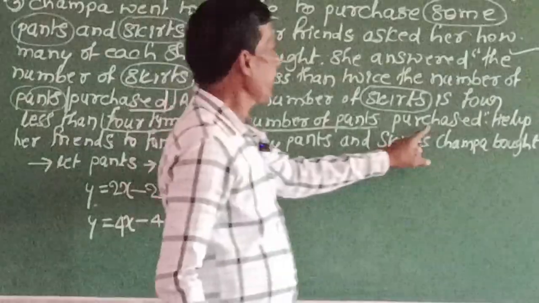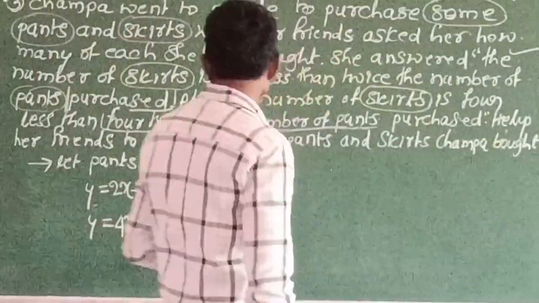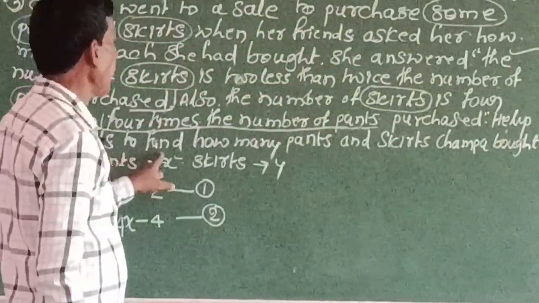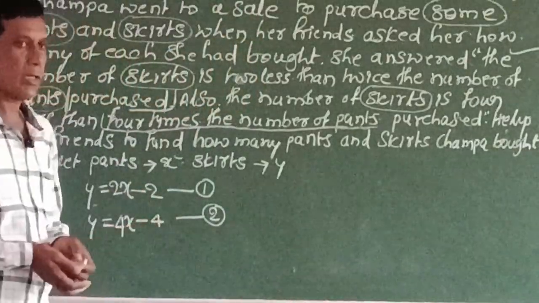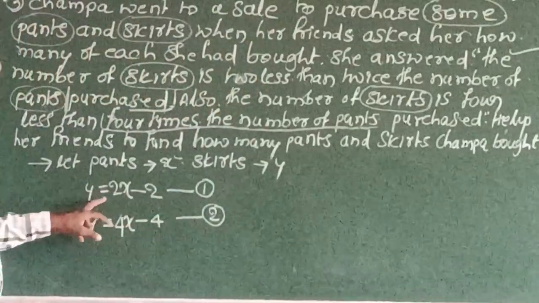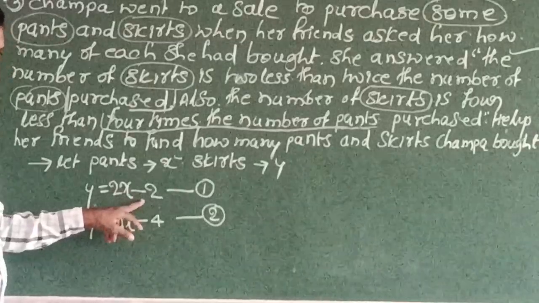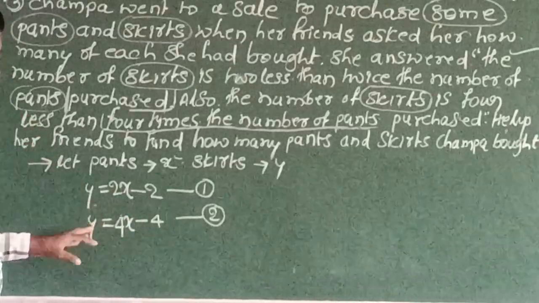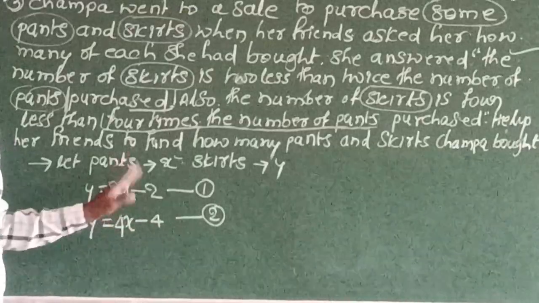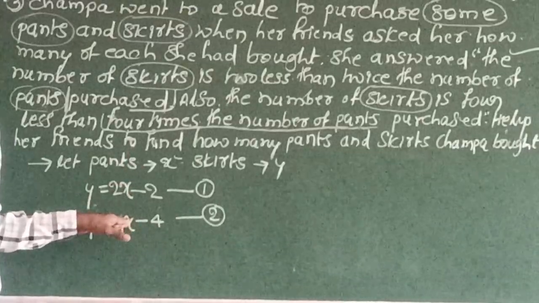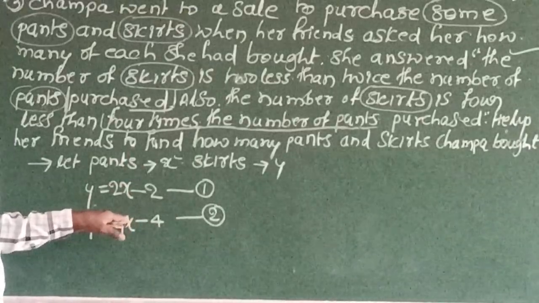Continue: help her friends to find how many pants and skirts Champa bought. So the equations are ready. Y equals 2x minus 2 is the first equation, and y equals 4x minus 4 is the second equation. Any doubt?